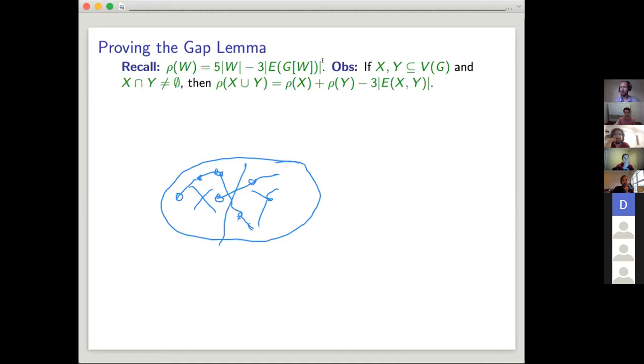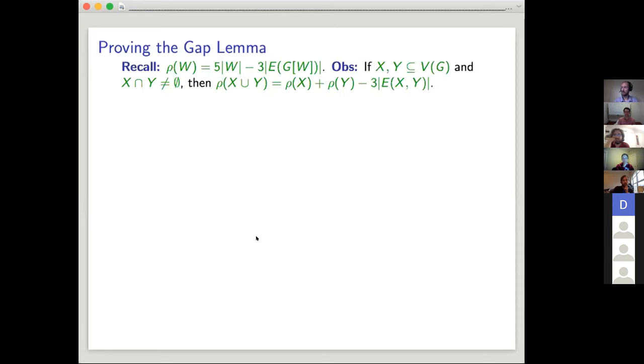Okay, so any questions on this little observation before we go on? I'm going to delete the picture. So that's why we need the space. Okay, all right.